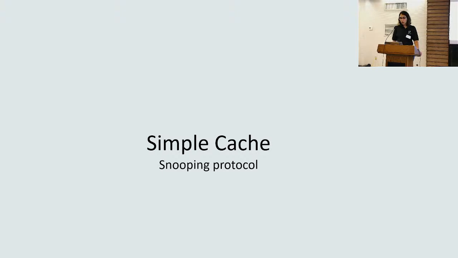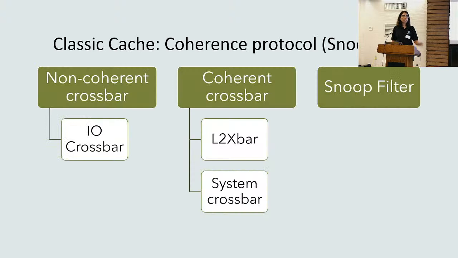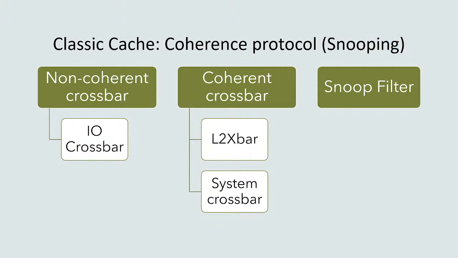All right. So simple cache, like I mentioned, uses a snooping protocol. It's not something I'll go into in detail. If you want to change something in your coherency protocol, or if your caches have a first order effect in the results that you want to see, then it's highly recommended to not use classic cache and use Ruby. But if you just want a cache hierarchy, then it's better to just use simple caches. There are three types of interconnect or crossbars that are created for simple cache.